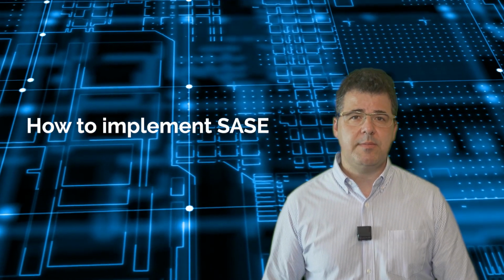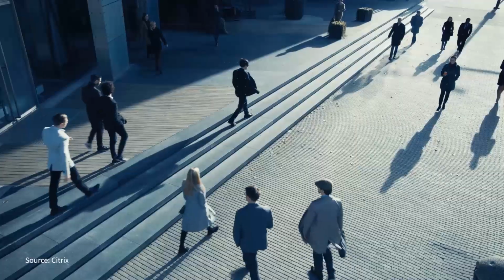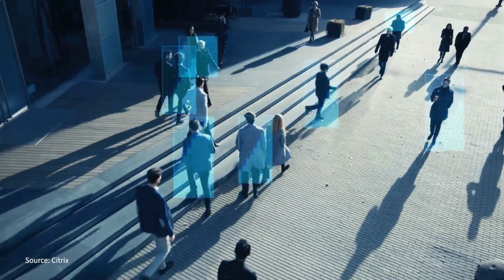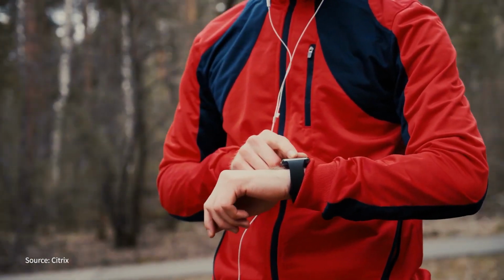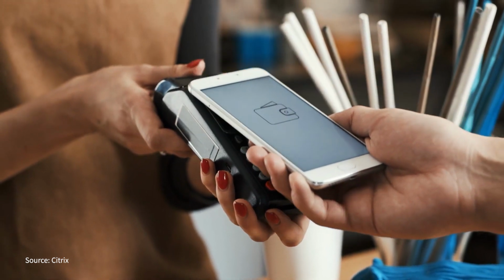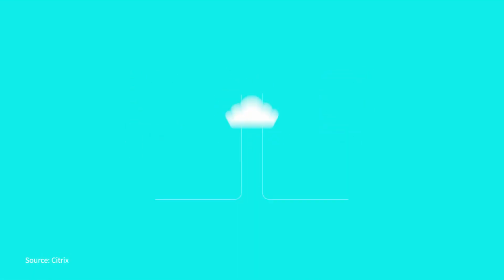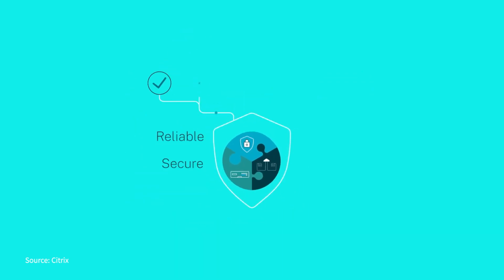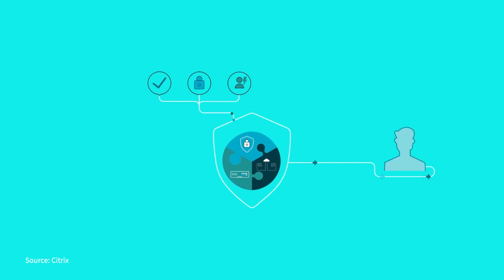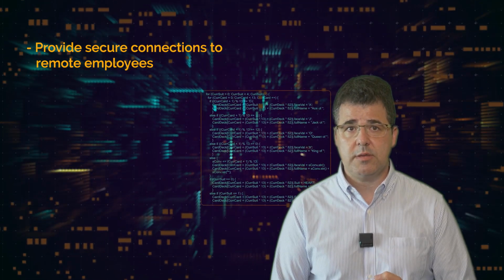So how to implement SASE? Organizations need to implement SASE in their business model if they want to gain competitive advantage over their competitors. In fact, some organizations have already implemented some of the technologies of SASE without knowing. Some of the key steps that an organization might consider while implementing SASE are: 1. Provide secure connections to remote employees.